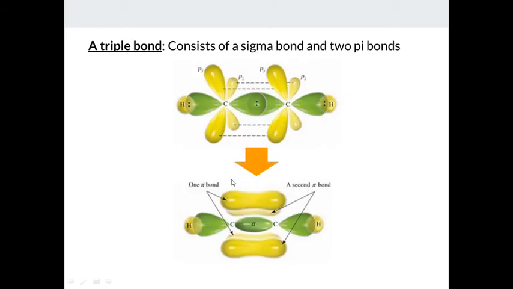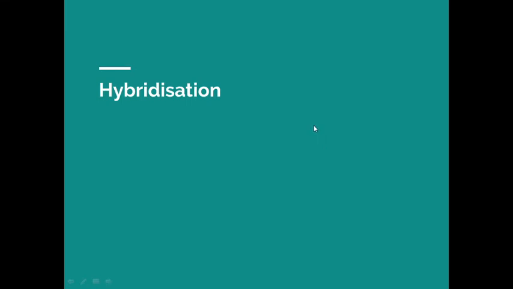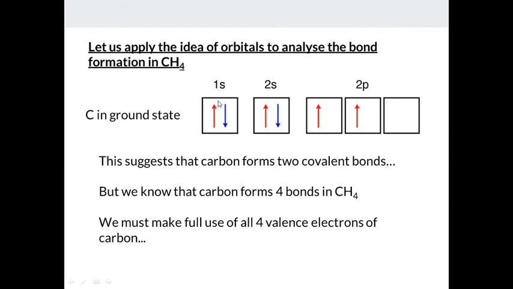A triple bond consists of the formation of one sigma bond and two pi bonds which are 90 degrees to each other. So let us take a look at the next concept, which closely links to the formation of single bond, double bond, and triple bonds, which is hybridisation. So let us apply the idea of orbitals to analyze the bond formation in methane, CH4.